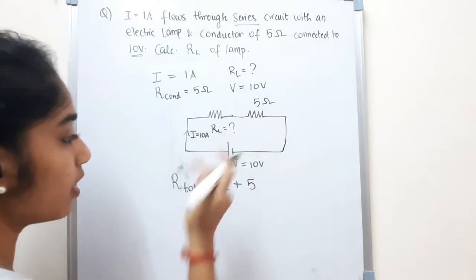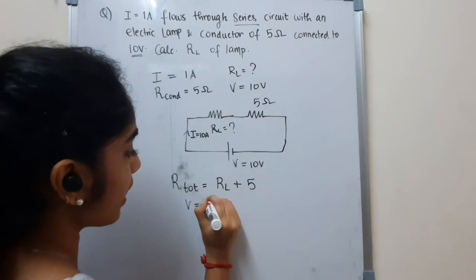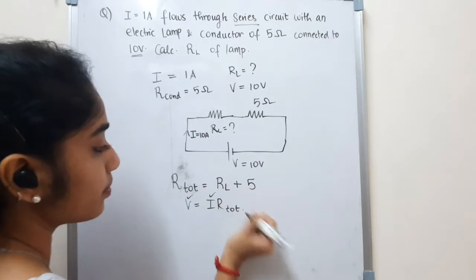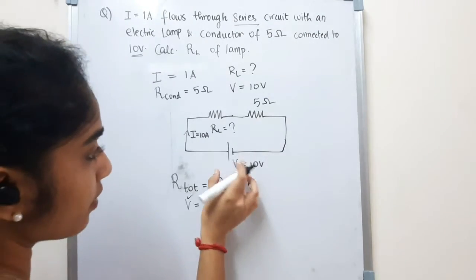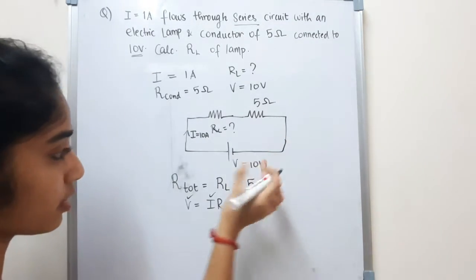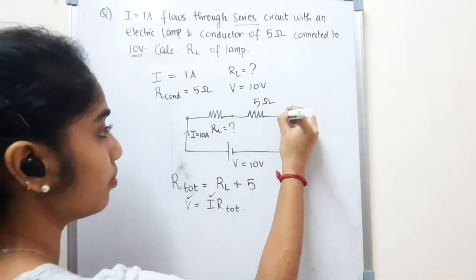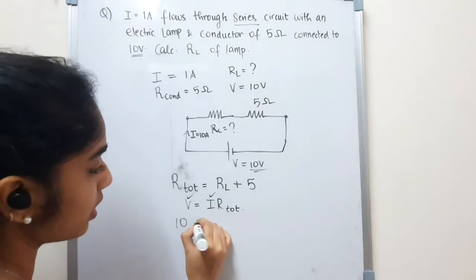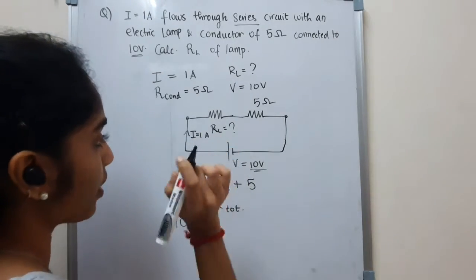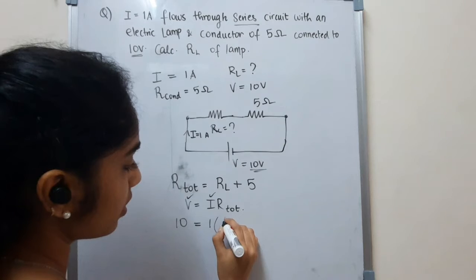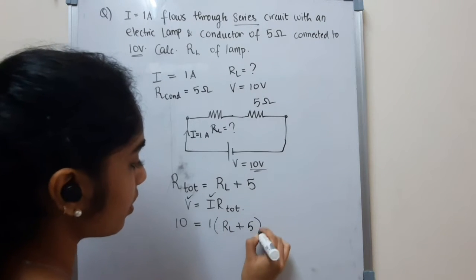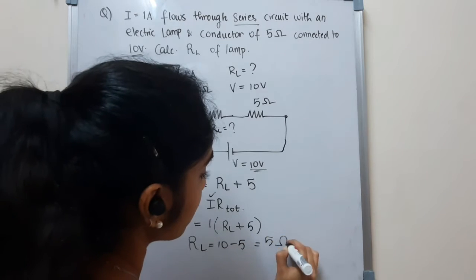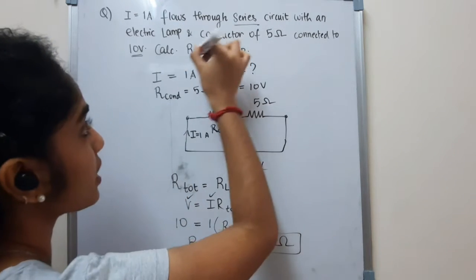This plus this. And we know that V is equal to IR. V is given, I is given, and R is R total, right? So V is connected across these two resistors. So this is the total potential difference across these two, 10 volts. So 10 is equal to 1 into RL plus 5. So we have RL is equal to 10 minus 5, which is 5 ohms. That's what we need from the first part of the question.